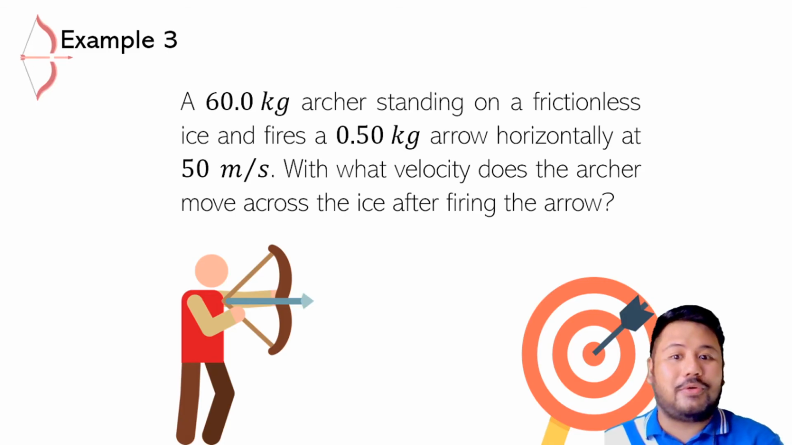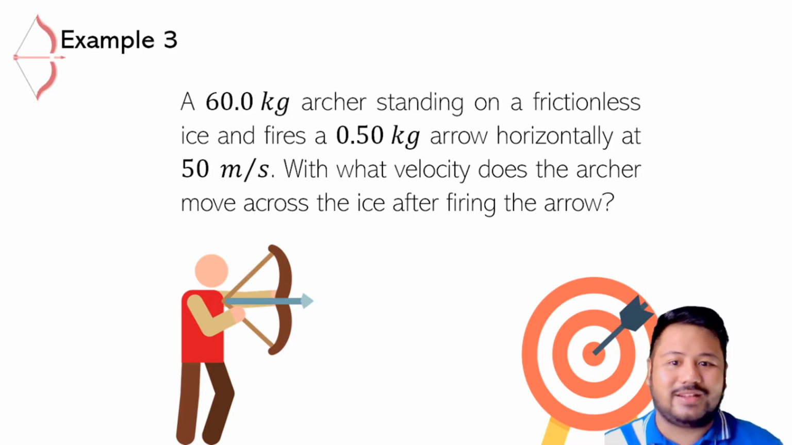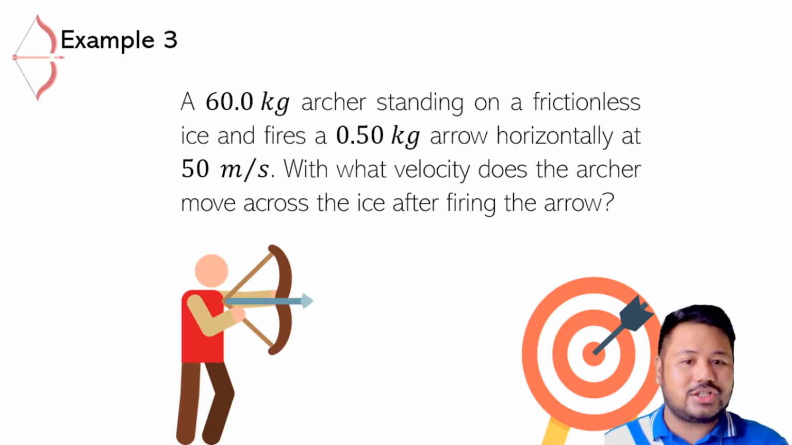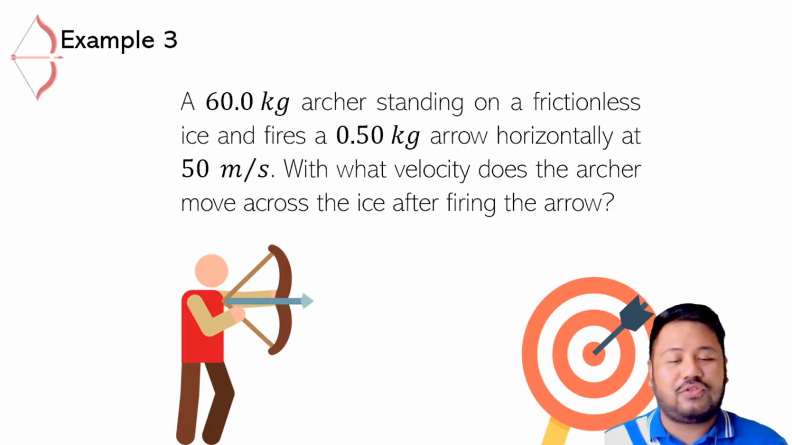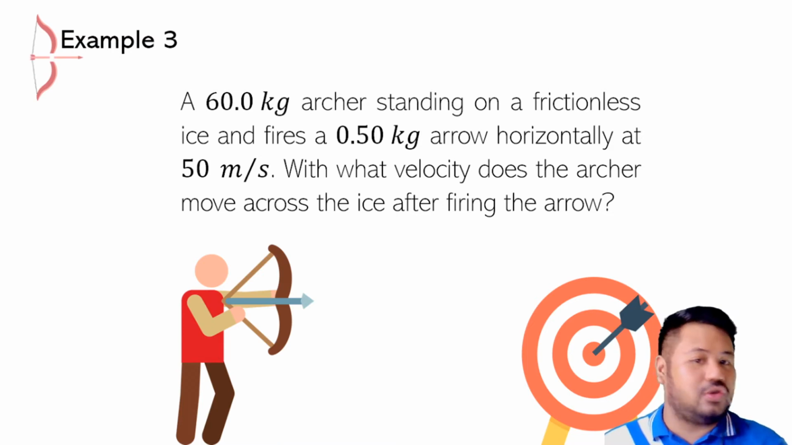We go back now to our example number 3, wherein we have a 60 kg archer standing on frictionless ice and fires a 0.50 kg arrow horizontally at a speed of 50 meters per second. With what velocity does the archer move across the ice after firing the arrow? The problem is now easy to analyze and to solve now that we have understood conservation of momentum.